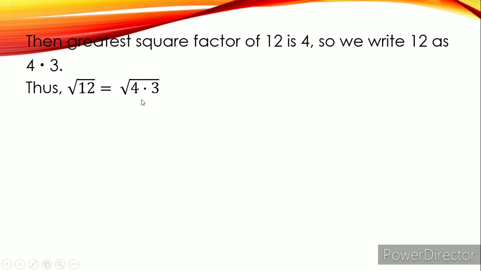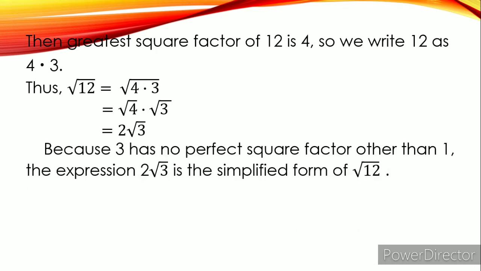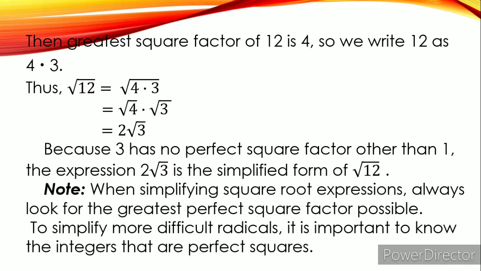Then, square root of 4 times 3 can be written as square root of 4 times square root of 3. Then, square root of 4 times square root of 3 equals 2 square root of 3, because 3 has no perfect square factor other than 1. The expression 2 square root of 3 is the simplified form of square root of 12. Note, when simplifying square root expressions, always look for the greatest perfect square factor possible. To simplify more difficult radicals, it is important to know the integers that are perfect squares.